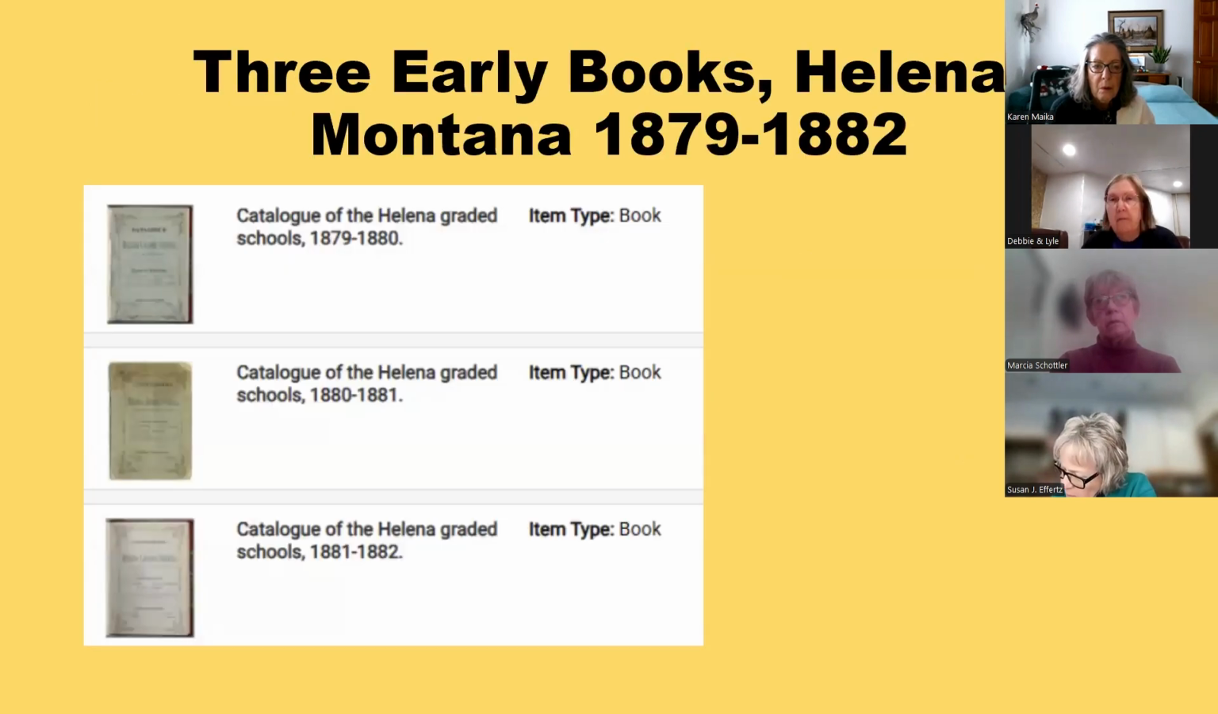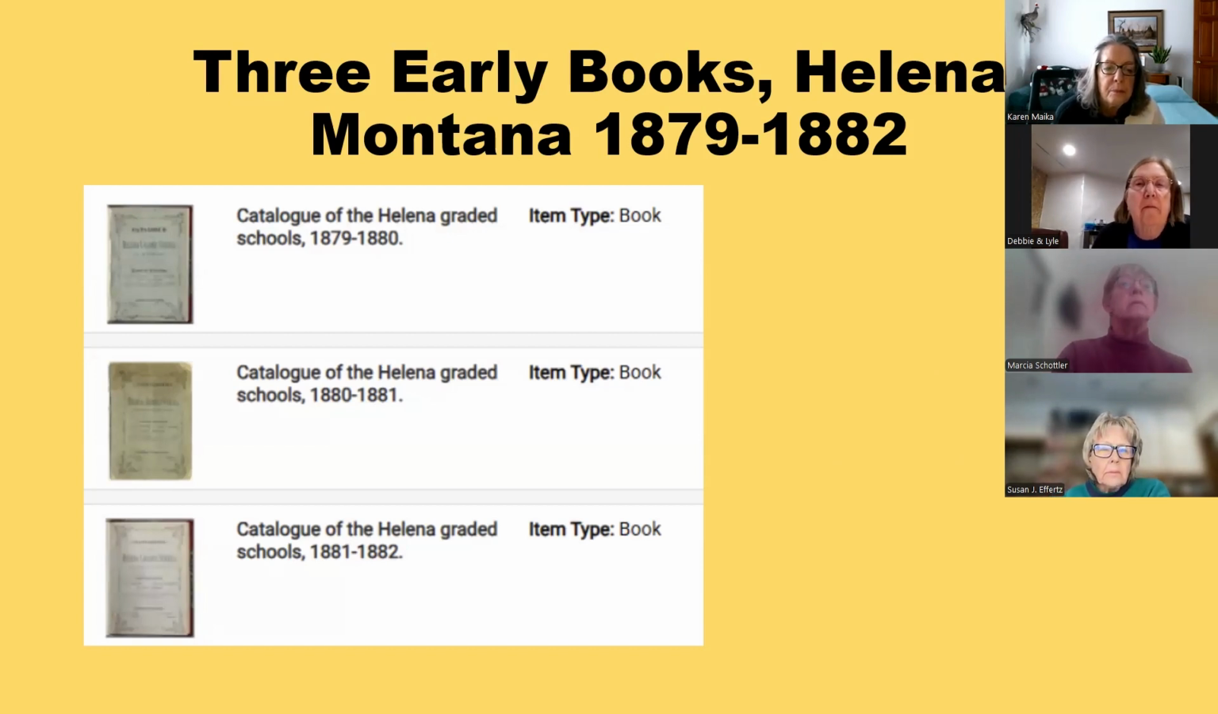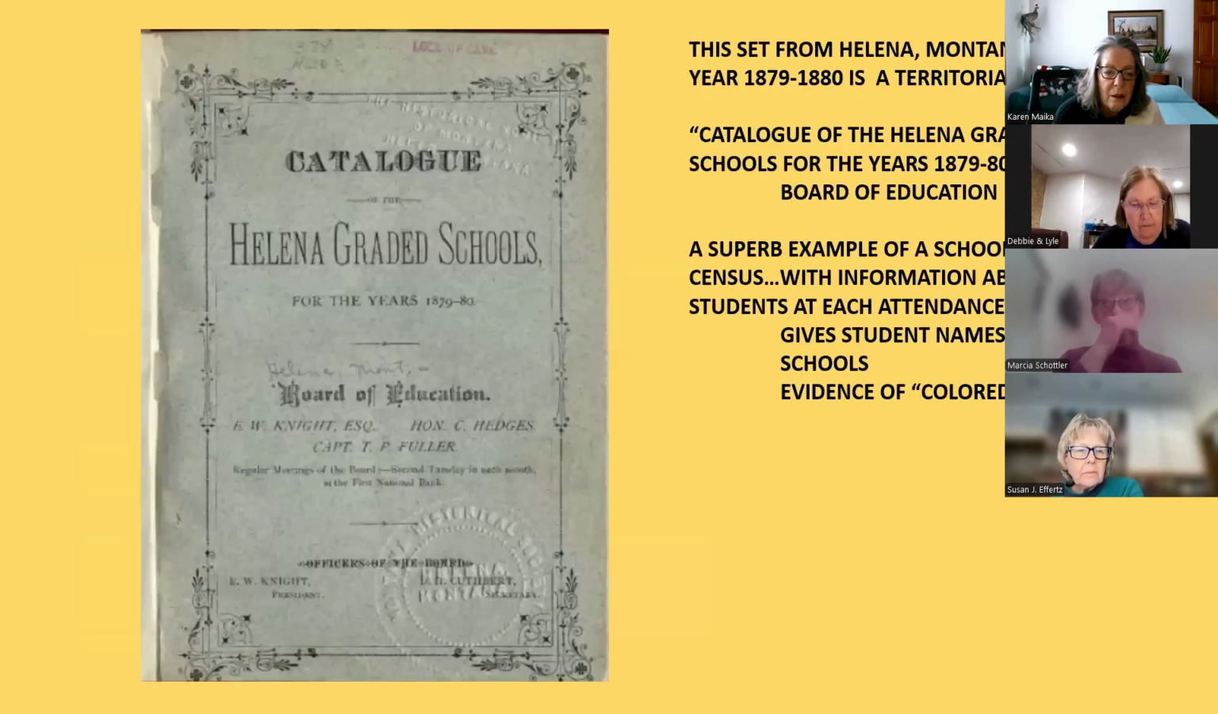Well, here's the one that blew my mind. Out at the Montana History Portal, I found this catalog of the Helena graded schools from 1879 through 1882, 3 volumes. 3 early books about Helena. And remember, we didn't become a state till 1889, so you're looking at territorial records. So here it is. This set is from Helena for the year 1879-1880. It's a catalog of the Helena graded schools for those years.